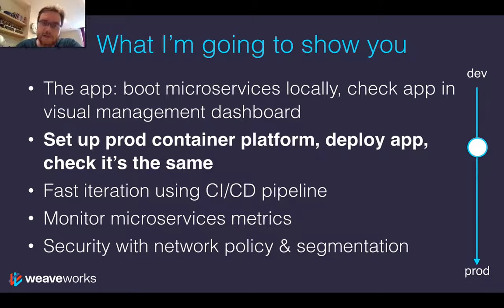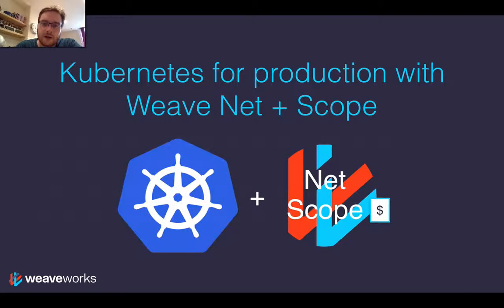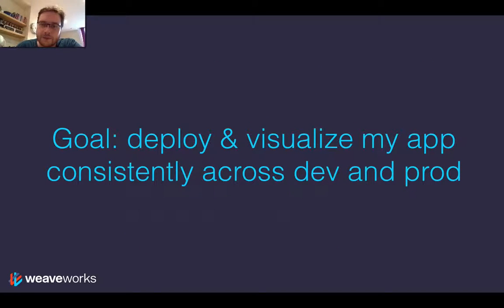Next, we're going to set up the production container platform, deploy the application to it, and then check that it's the same. In order to deploy to production, we're going to use Kubernetes, and we're going to use WeaveNet as a pod network, and we're also going to use Scope for that same visual dashboard that I showed you earlier. The goal for this section is that we deploy and visualize my application consistently across development and production.